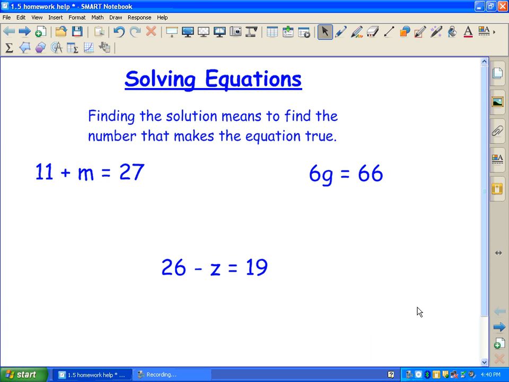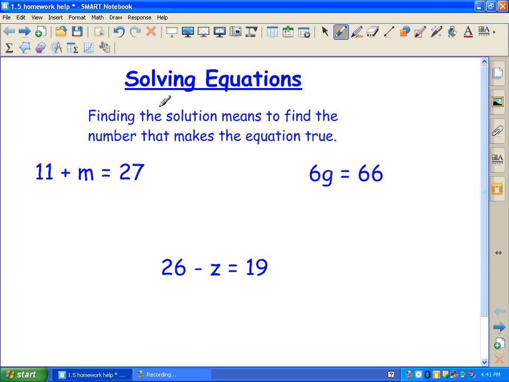Okay, today's video is on solving equations. And the first thing we need to know when we're solving an equation is when they tell us to find the solution to the equation, what they are asking us to find is the number that makes the equation true. So the ones we're doing right now, we'll do more complicated ones later in the year.